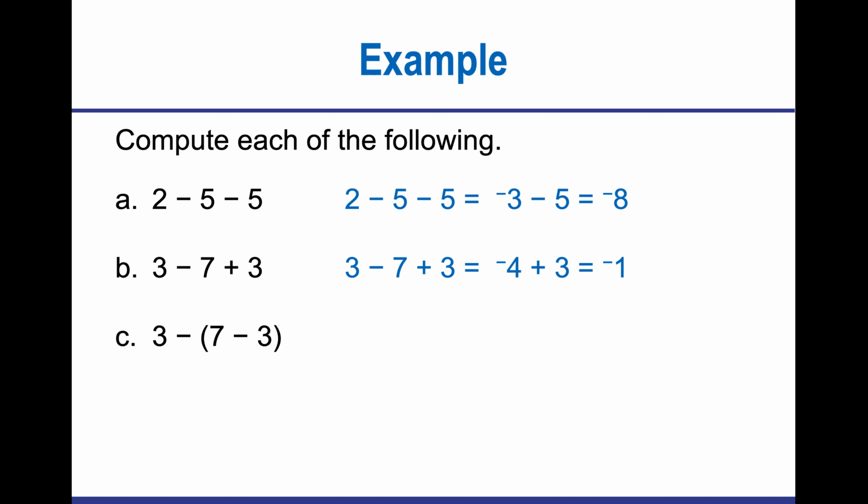In C, the first thing I have to do is get rid of the parentheses. So I would have 3 plus negative 7 plus positive 3. Or I could do 3 minus 4 by completing the operation inside of the parentheses. Either way is right. And that's going to be the lecture on integers.